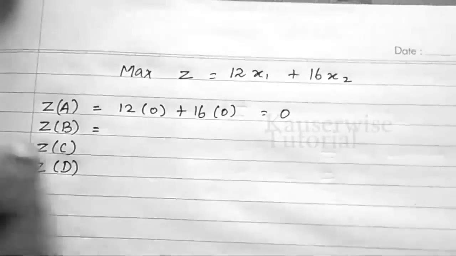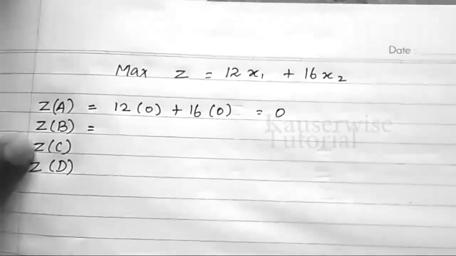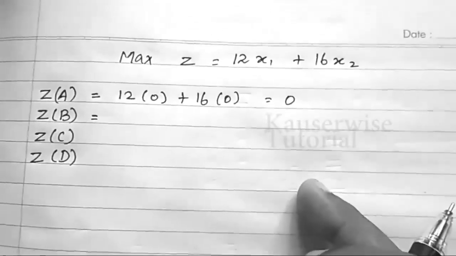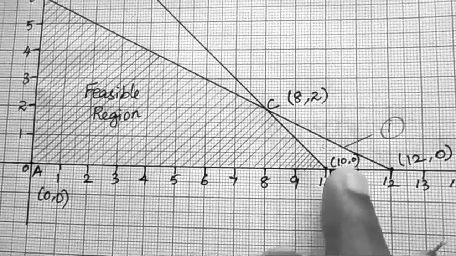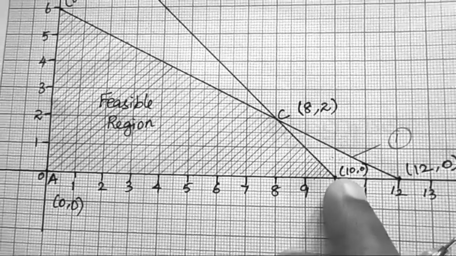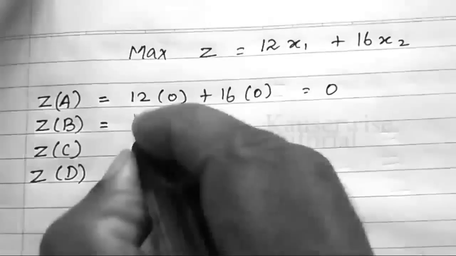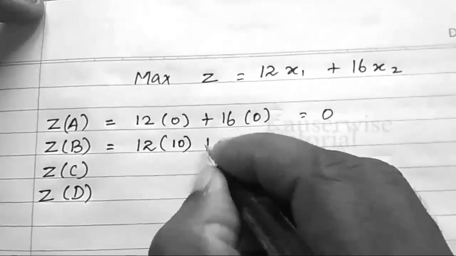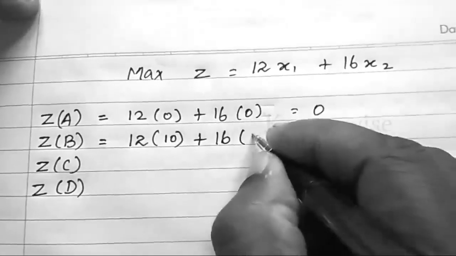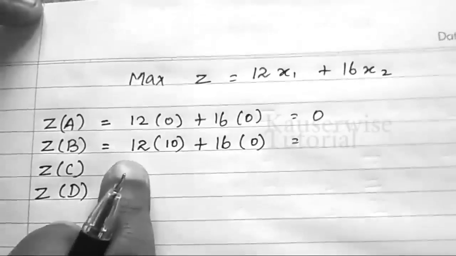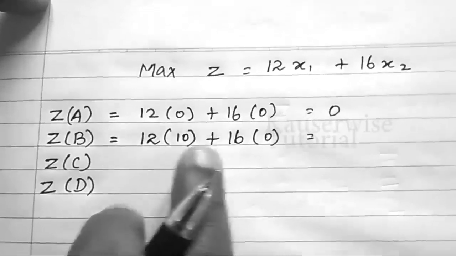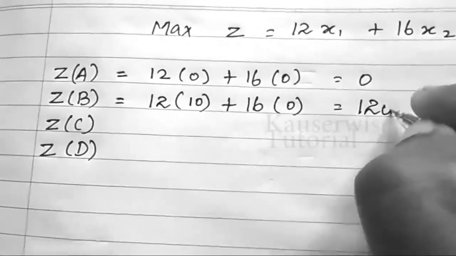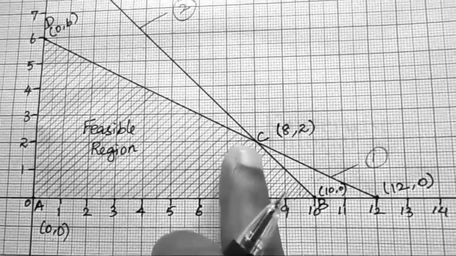Then in the same way we need to find the value for B, C and D also, in order to find the optimum point. Look at B's x1, x2 value: 10, 0. The x1 value is 10, the x2 value is 0. So 12 times the x1 value 10 plus 16 times the x2 value 0. So 12 into 10 is 120, plus 16 into 0 is 0, so 120.